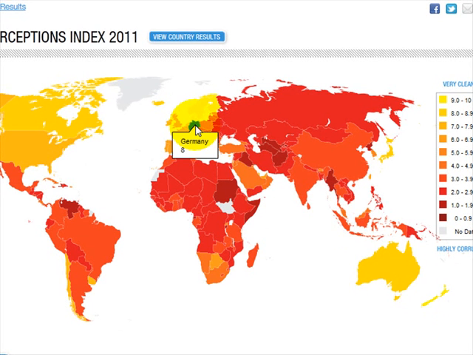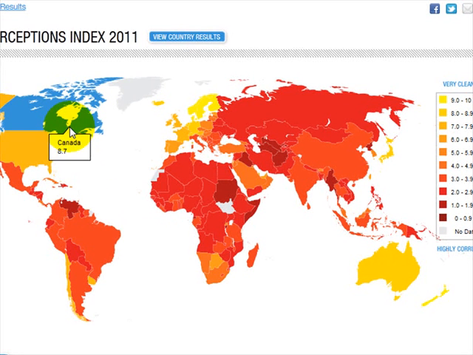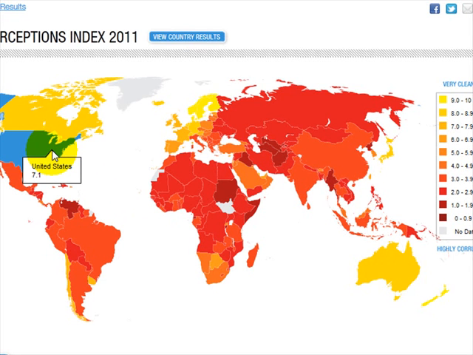Those are some of the cleanest. Norway, Sweden, and Finland are some of the most non-corrupt places. But anyway, just take a look at this map, and it might surprise you when you hover on it. Canada is an 8.7, and the United States is a 7.1. So actually, taken in context, the U.S. is more corrupt than Canada. It's pretty crazy to think about that.